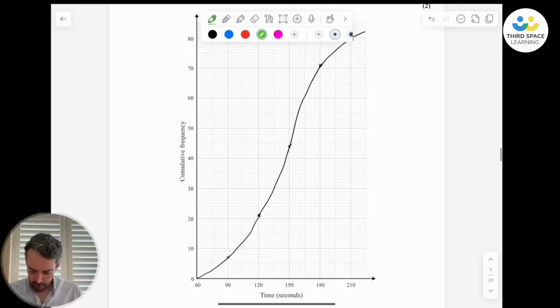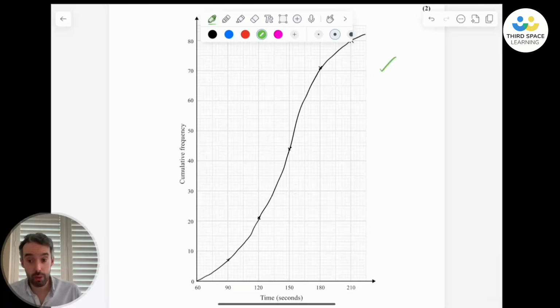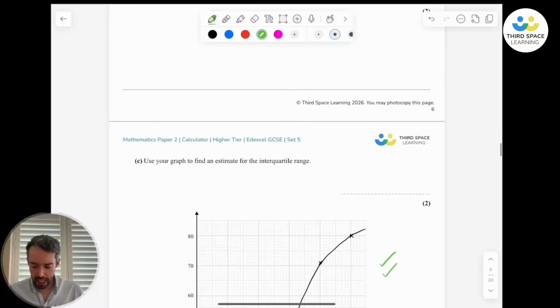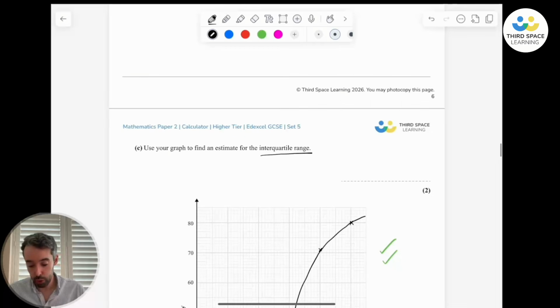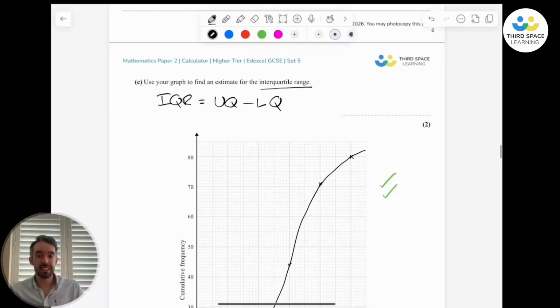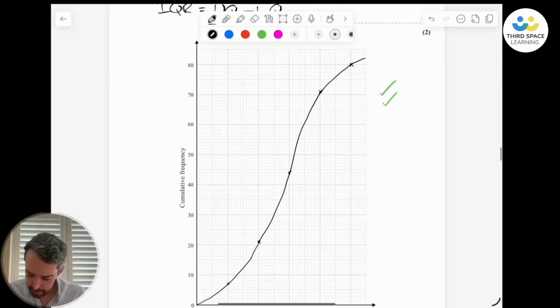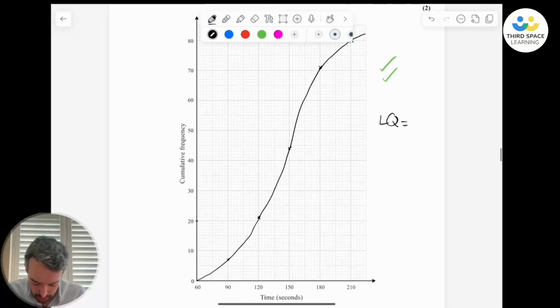2 marks. So we're going to get 1 mark for the points all correctly plotted, and then 1 mark for a smooth curve. Right, next part says, use your graph to estimate the interquartile range. Well, the interquartile range is just the upper quartile subtract the lower quartile. Now that's when we take our data and we split it up into quartiles, into quarters. So at 80, the lower quartile is going to be at a quarter of 80. So a quarter of 80 is 20. So we're after the 20th value here, which is here.